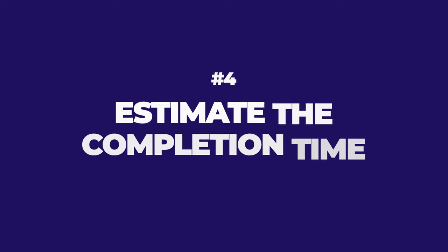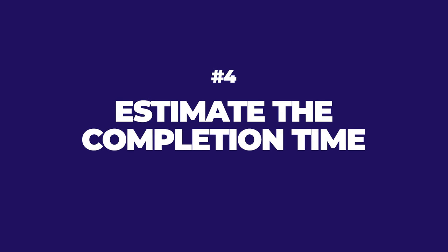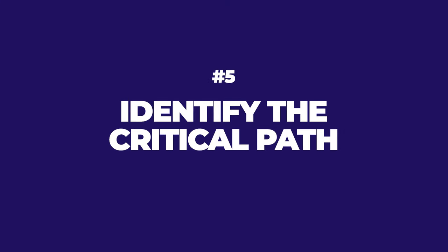Step four, estimate the completion time for your network, for your schedule, or for your phase, or for your activities in general. Make sure you have the right durations and make sure that it fits within the overall duration that is expected for that project. Step number five, identify the critical path.